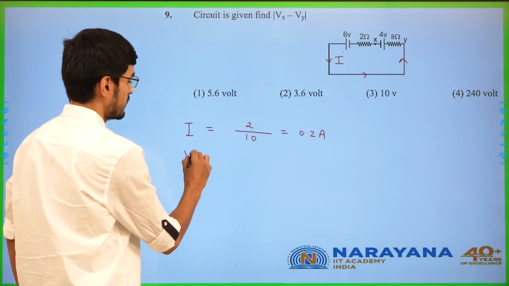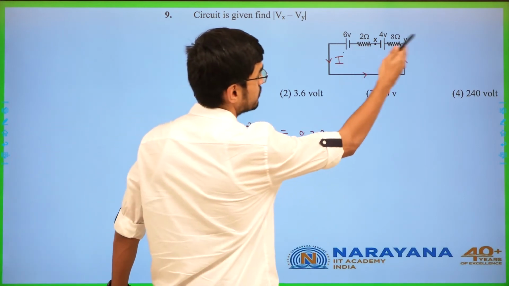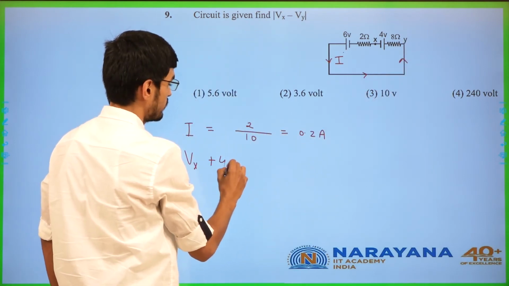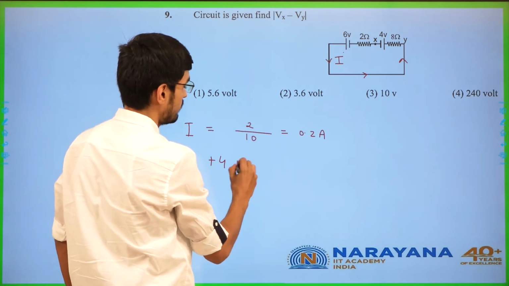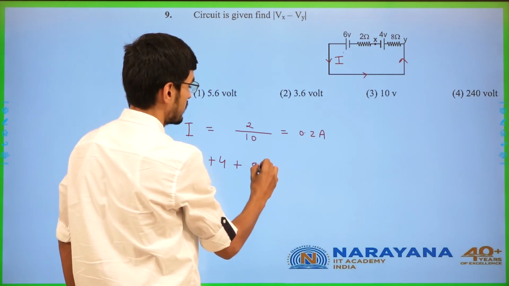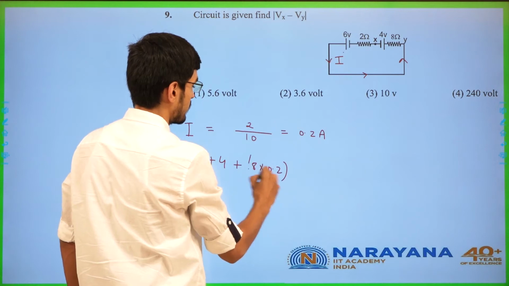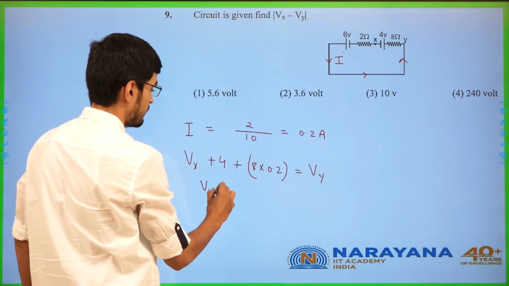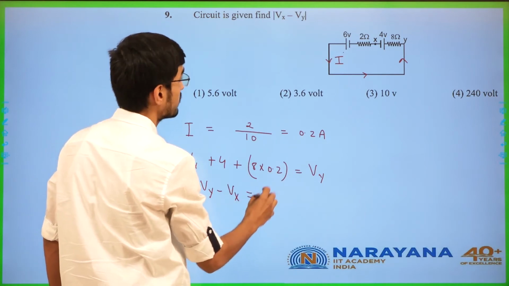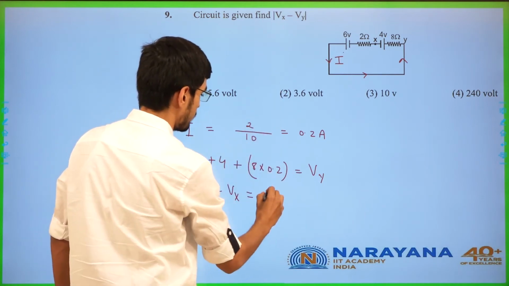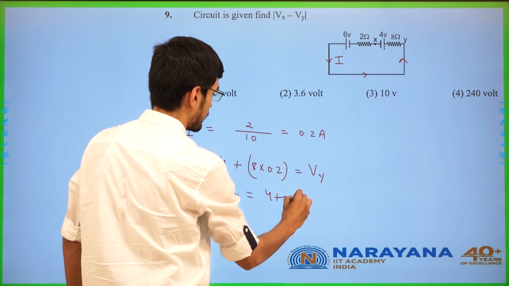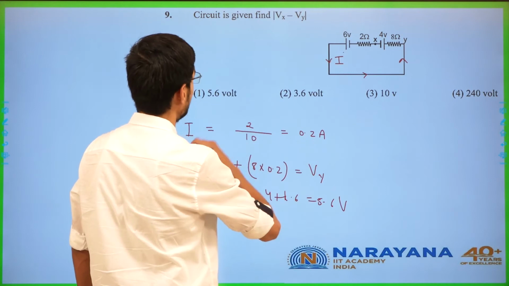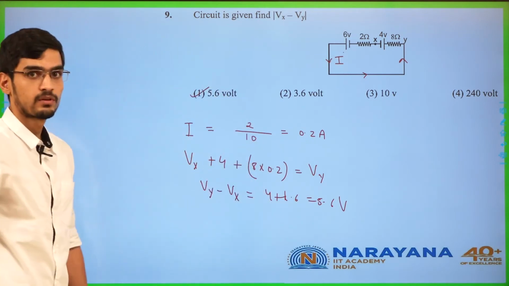Now to find Vx minus Vy, we will start from point x and go towards y. So Vx plus 4 volts due to the battery. In the 8 ohm resistor we'll find an increase of potential, 8 into current, and we will reach point y, so this should be equal to Vy. So Vy minus Vx, which is the positive value asked here, the modulus, will be 4 plus 1.6. Therefore 5.6 volt is the appropriate answer, the first option in this. Okay.